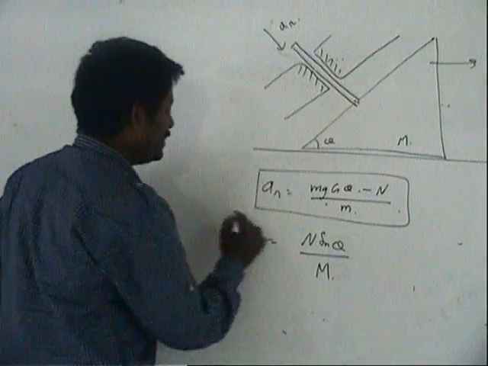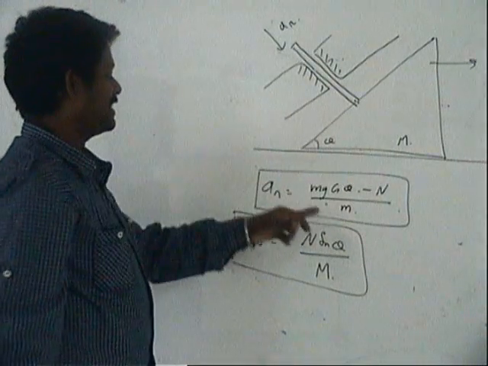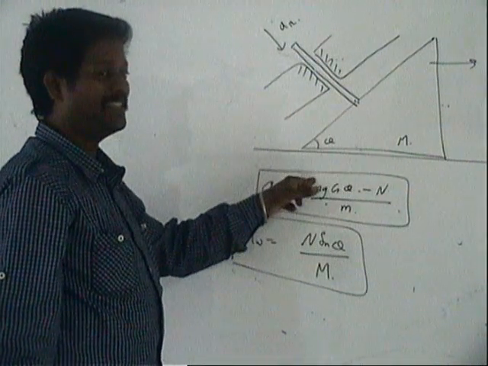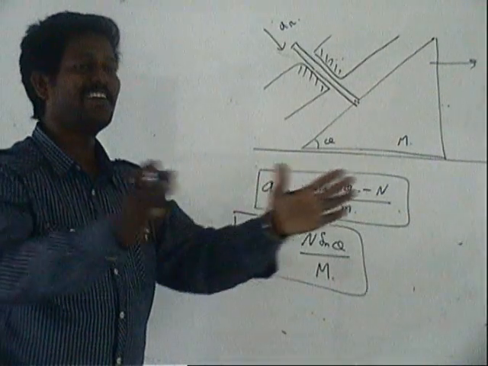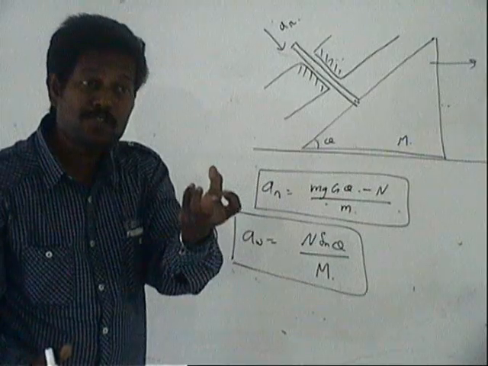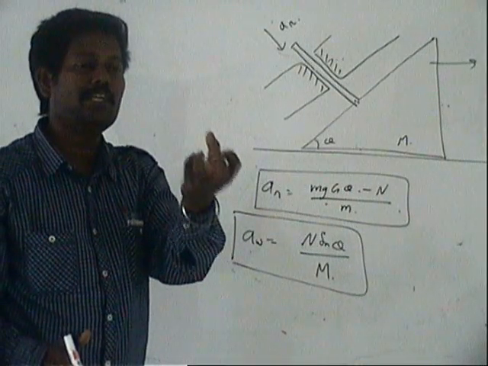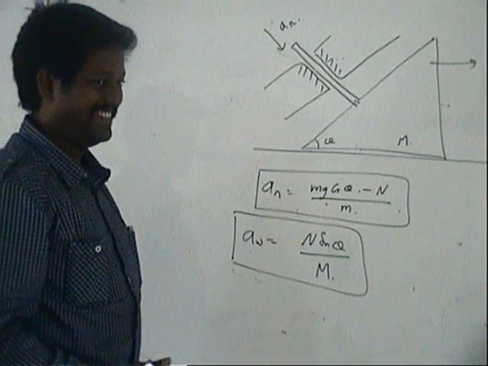So once we get these two, we can substitute the value of N in this equation and solve using that equation. Ar and Aw absolute values also can be known. Is it clear point?